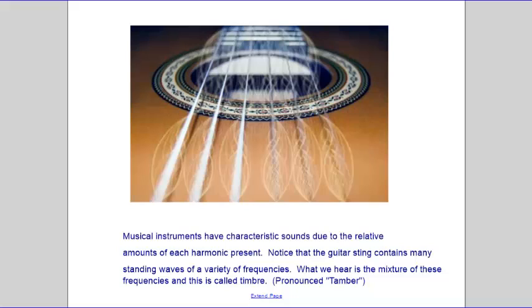If you look at the standing waves in these guitar strings, it's quite obvious that they're a mixture of standing waves, some low frequency, some high frequency. And their relative frequencies and amplitudes give this their voice. So musical instruments have characteristic sounds due to the relative amounts of each harmonic, or overtone, present. Notice that the guitar string contains many standing waves of a variety of frequencies. What we hear is the mixture of these frequencies, and it's called timbre.